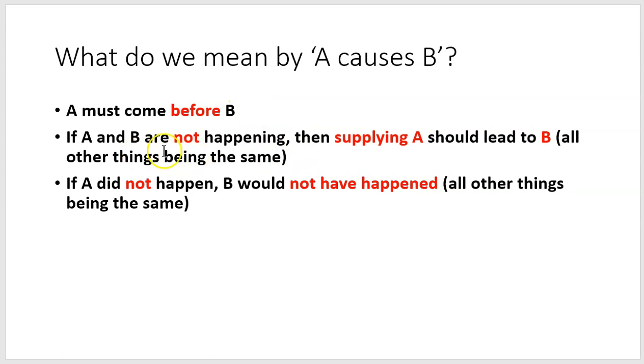Second point, if A and B are not happening, then supplying A should lead to B, all other things being the same. So if A and B are not happening, then the presence of A is going to lead to the presence of B, if A really does cause B. Third point, if A did not happen, B would not have happened. Again, all other things being the same.